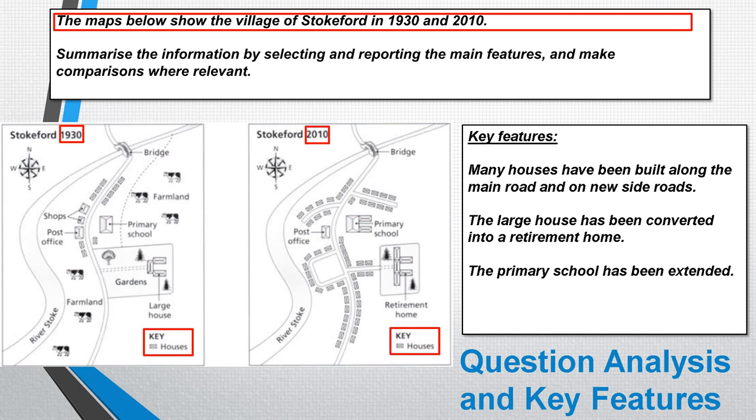The primary school has also been extended at the back of the property, and much of this has been done on farmland, so there's a big reduction in the amount of farmland. So those are the four changes that are most obvious to me when I look at this map. So we are looking for the most obvious things. There are other things that we perhaps could mention. The tree, for example, on the gardens has been taken away, but that is not one of the major changes between the maps. So when you're picking out the key features, look for the most obvious things, which we can then include in our overview paragraph.